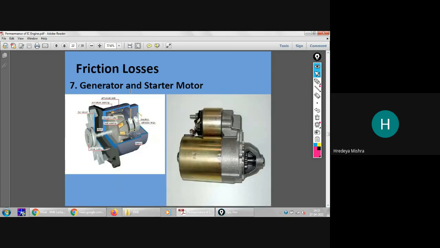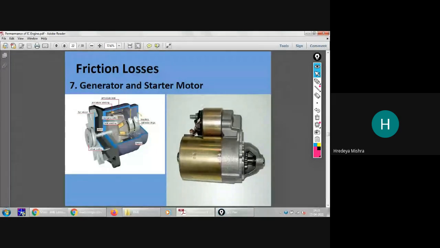See here, generator and starter motor. The generator generates the electricity for your lighting and horn. Electricity is required for the horn, for the headlight, and for your MP3 player. So an electric generator is needed and a starter motor is needed.